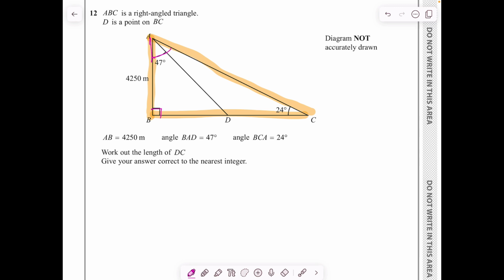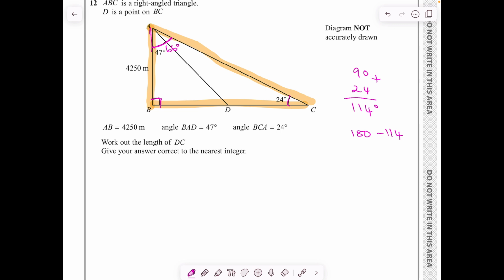I do know what this whole angle is, so I can treat it as a whole triangle. The way to find that out is if I treat it as one big triangle, I know that's 90, that's 24, so I do 90 plus 24, which is 114, and then 180 take away 114 gives me 66. So this whole thing here is 66 degrees. So I'm now going to find out what this is, BC. So I'm going to find out the whole of BC.